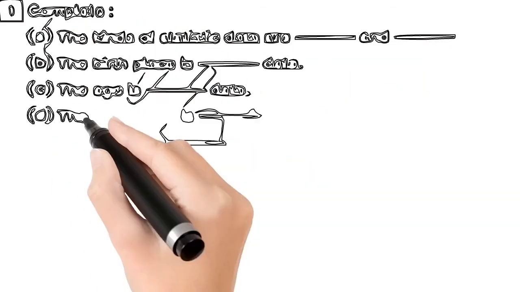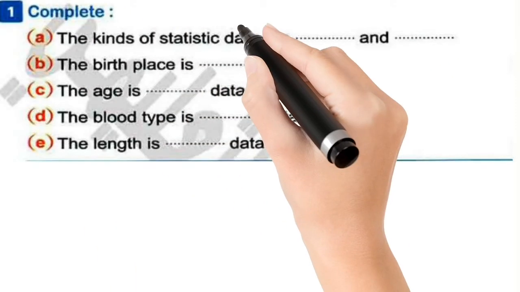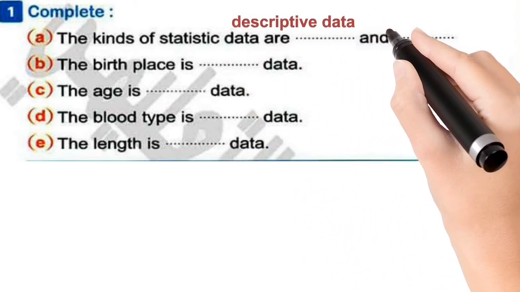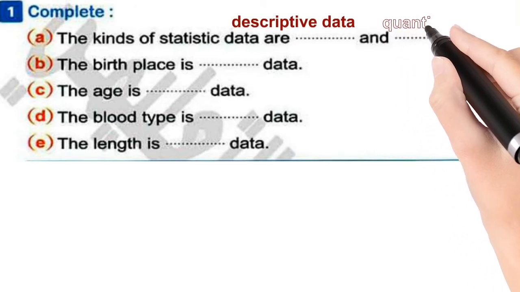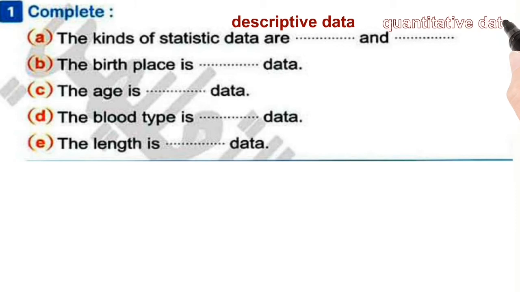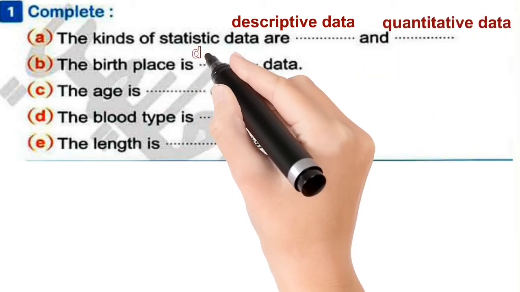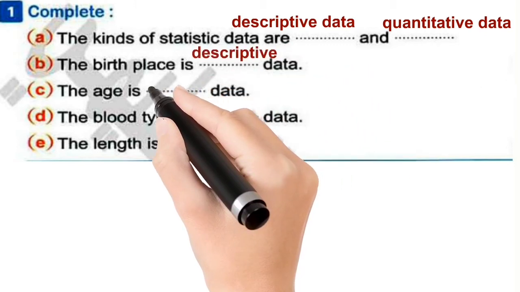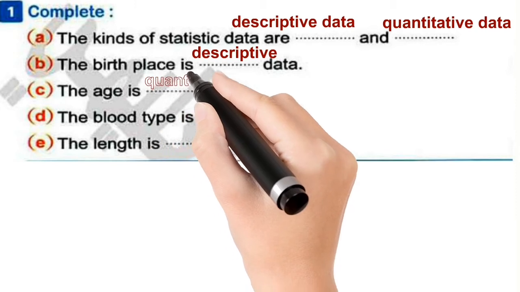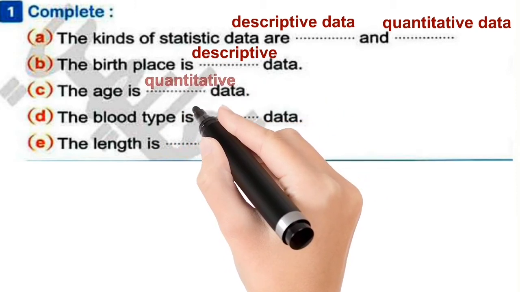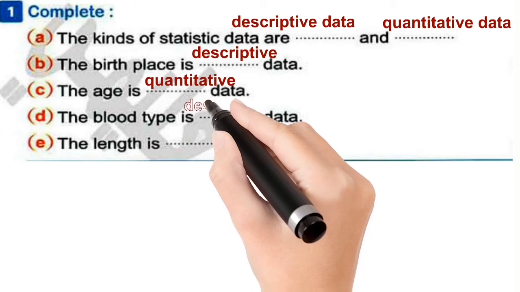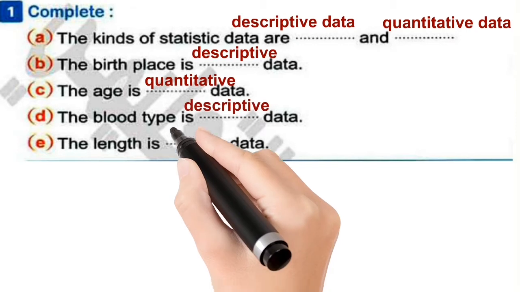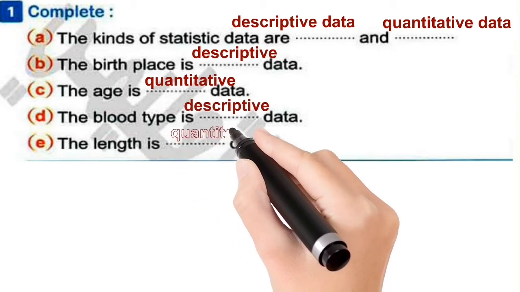Let's see an example. Complete. Letter A. The kinds of statistical data are descriptive and quantitative data. Letter B. The birthplace, we talk about place, is descriptive. C. The age, we talk about number, is quantitative data. D. The blood type, we talk about descriptive. E. The length, we talk about number, quantitative.